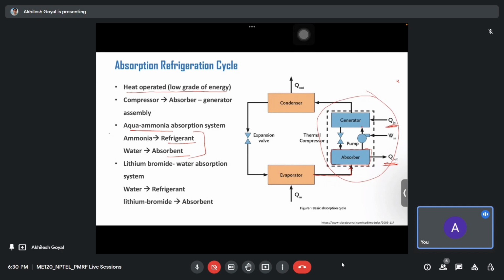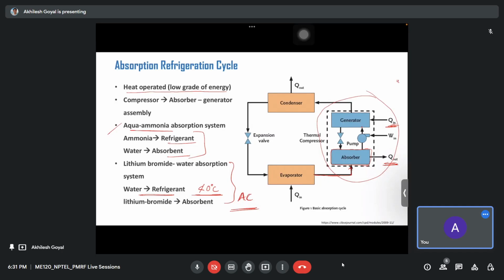In the case of aqua ammonia, it was working as an absorbent, and in the case of lithium bromide water, it is working as refrigerant. But now, as it is working as refrigerant and water cannot go below 0 degree centigrade, this system cannot be used for refrigeration applications, but can only be used for air conditioning. So this system is used for ACs only.